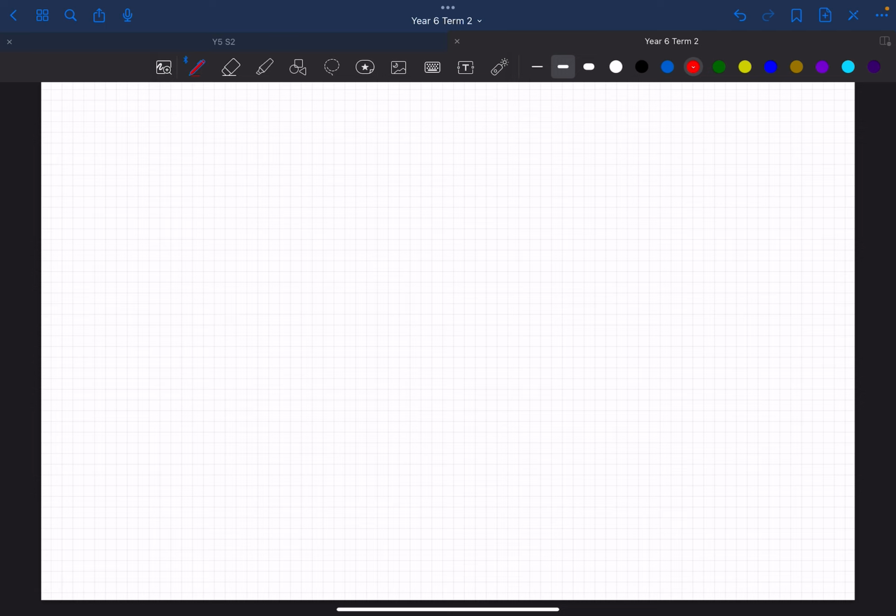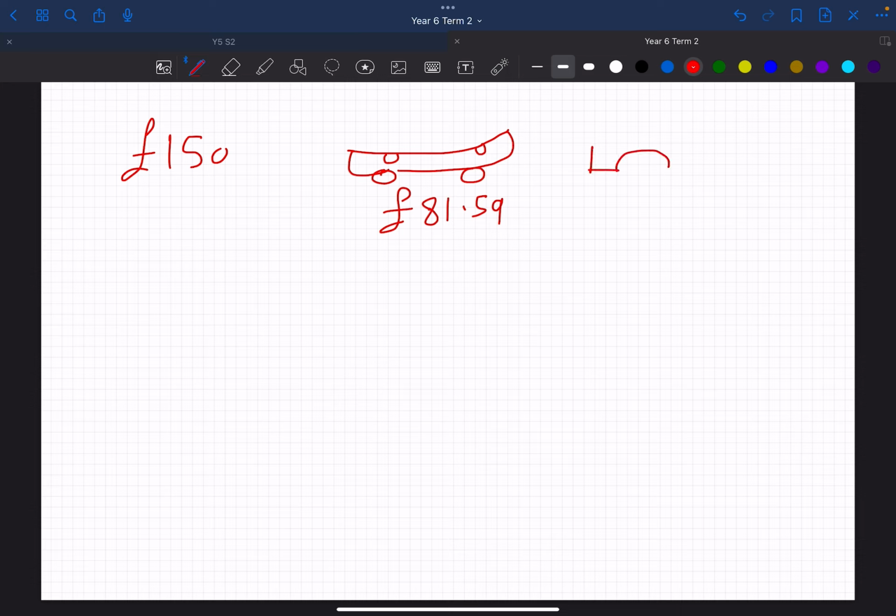Now a word problem that says you have 150 pounds. You have 150 pounds. Okay. And you want to buy a skateboard. The skateboard that you want to buy costs what? It costs, let's say, 81.59 pounds, like in your book. And you want to buy also a helmet to protect your head.